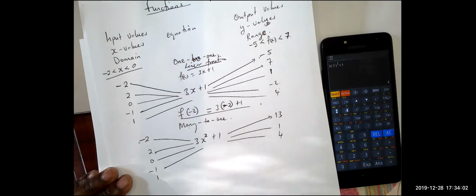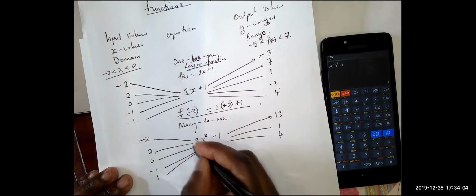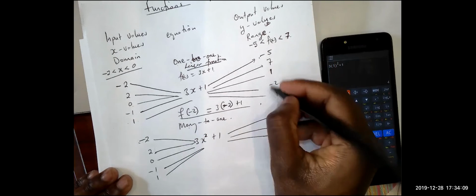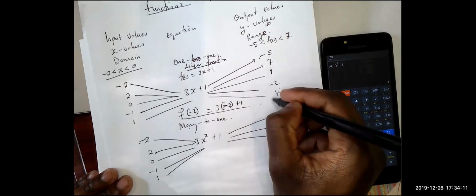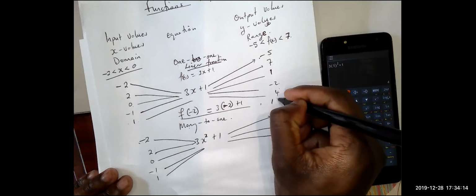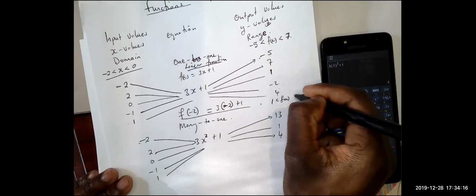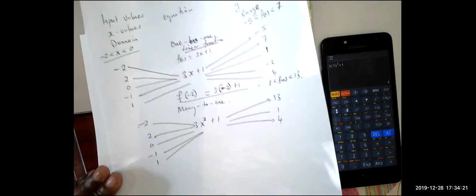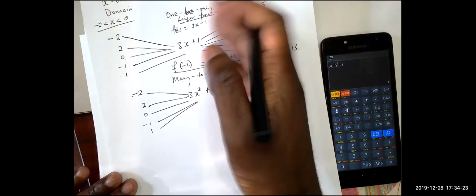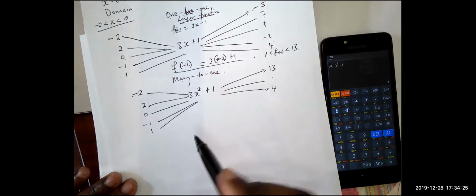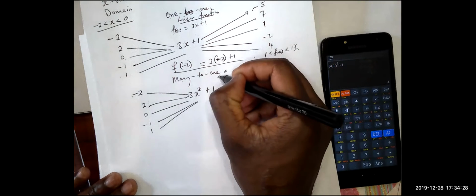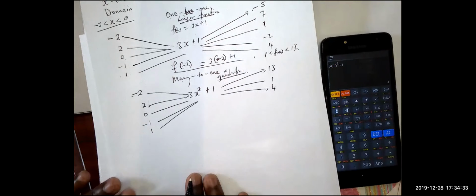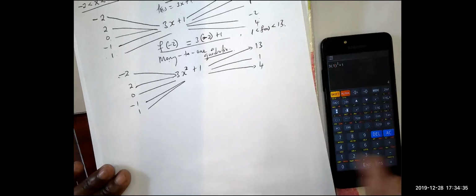We still get a 4. So we put 2 values here, but it's just giving us 1 corresponding value. And the range now becomes from 1 less than f of x, less than, what is it? 13. That's what it means there. So that's what you need to understand. That's what we call one-to-one function, many-to-one function. This actually is a quadratic function. We're going to talk about it later.